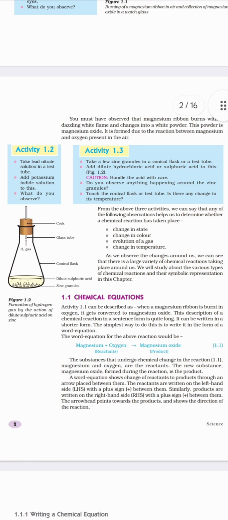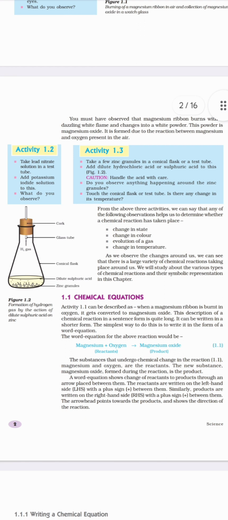Okay, so the first topic is chemical equation. In activity 1.1, we burned the magnesium ribbon. The magnesium ribbon was burned in the presence of oxygen. So when magnesium is burned in oxygen, a reaction takes place, that is, magnesium reacted with oxygen and hence gave magnesium oxide.